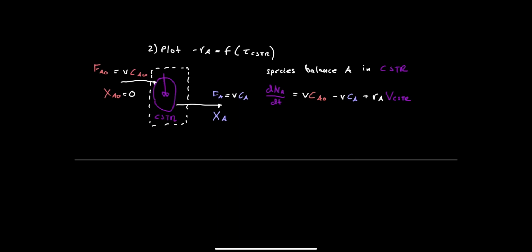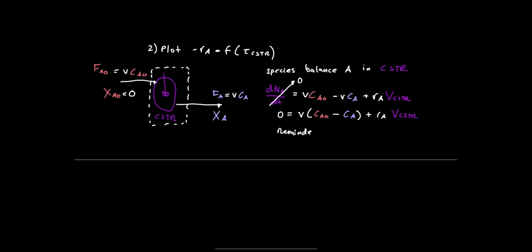And because we have steady state for our CSTRs, this is assumed to be 0. So 0. And we can factor out the volumetric flow rate, in parentheses CA0 minus CA, plus the reaction rate of the species A times VCSTR. And remember that for CA, we can express it as CA0 times 1 minus the conversion of species A, which we will insert for our CA terms.